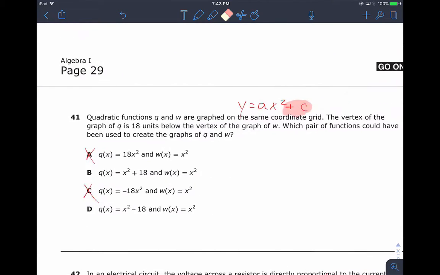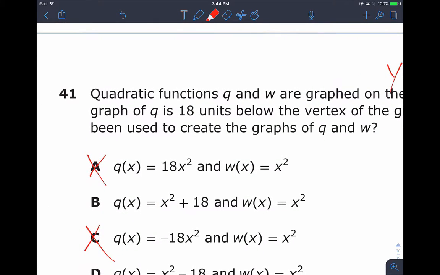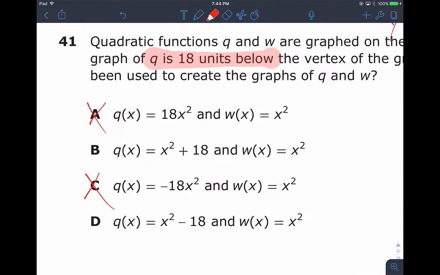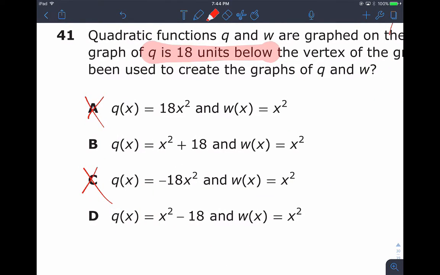So our answer choice, because these are kind of similar, one's up and one's down. So the vertex of graph Q is 18 units below. Okay, so that's the key thing. Q has got to be 18 units below. So I think right here, Q has that minus 18. The other one doesn't have a minus anything. So probably answer D is going to be our best option right there.